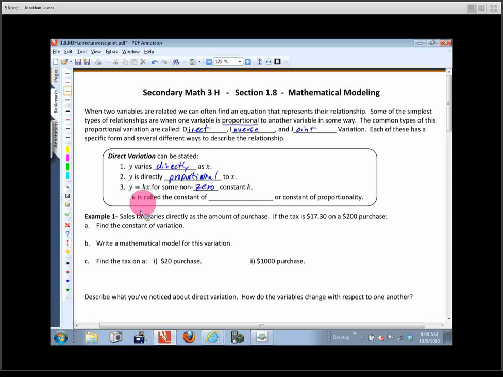And we have a name for that constant. That constant is called the constant of variation. Okay? Or sometimes we'll call it the constant of proportionality. Okay? And sometimes we'll just call it the constant. Okay? What's the constant in this variation equation?